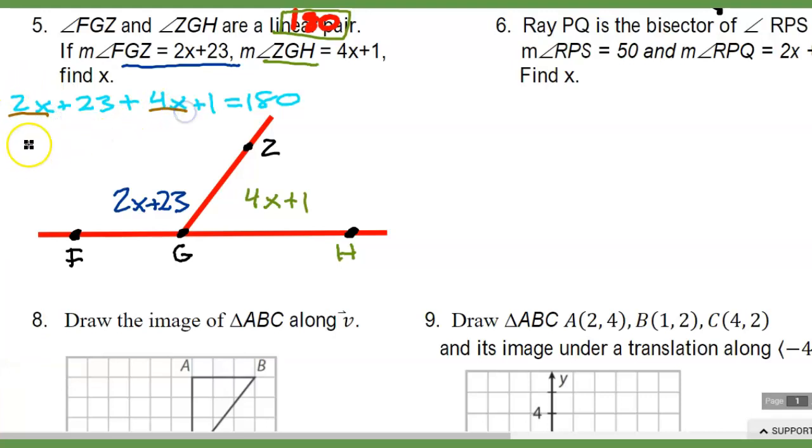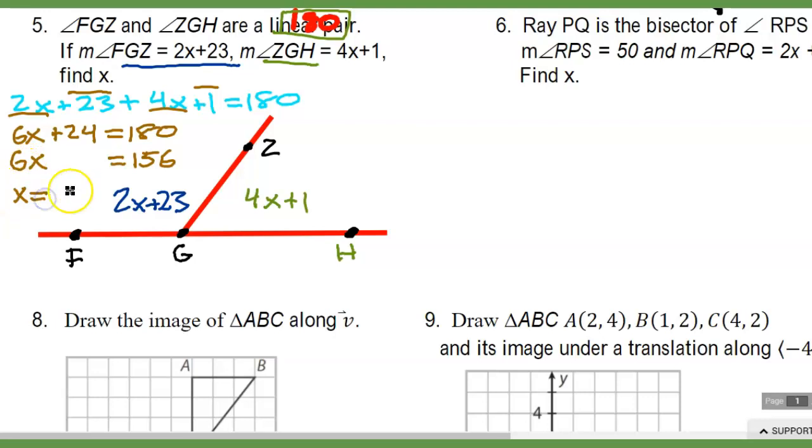So we have a couple of x's here, so 6x from 2x and 4x. And then we have 23 plus 1, which is 24, equals 180. And then do a little two-step equation solving. Subtract 24 on both sides. So we'll have 6x equals 156. Divide both sides by 6, and we'll have x equals 26.